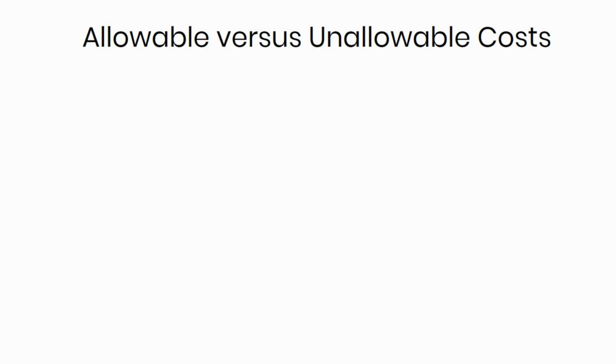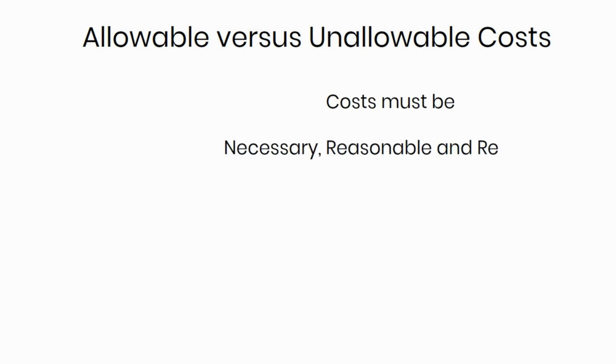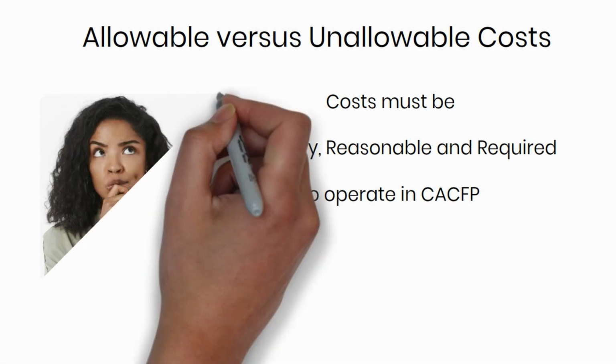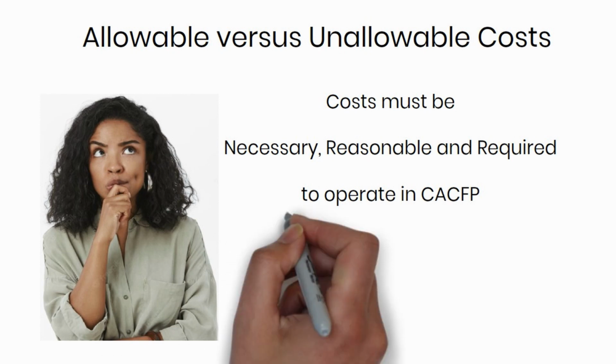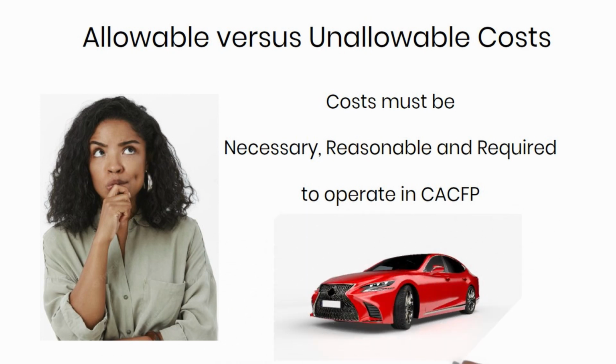Allowable versus unallowable costs. Let's now talk a little more about allowable and unallowable costs. Costs must be necessary, reasonable, and required to operate in the CACFP. The cost should reflect what a sensible or practical person would pay. For example, if purchasing a car for monitors, an organization would not purchase a Lexus when an economical vehicle would be more reasonable.